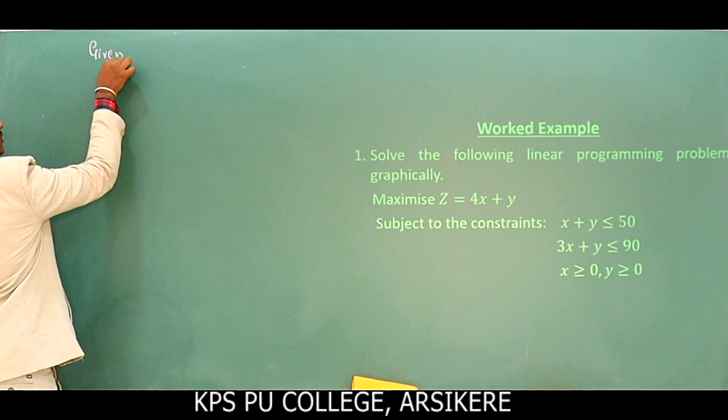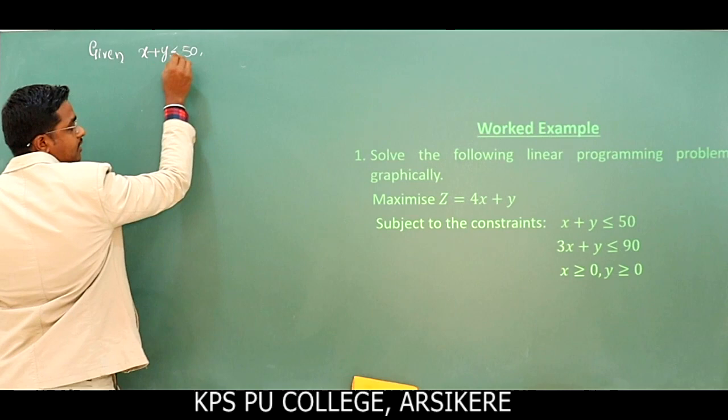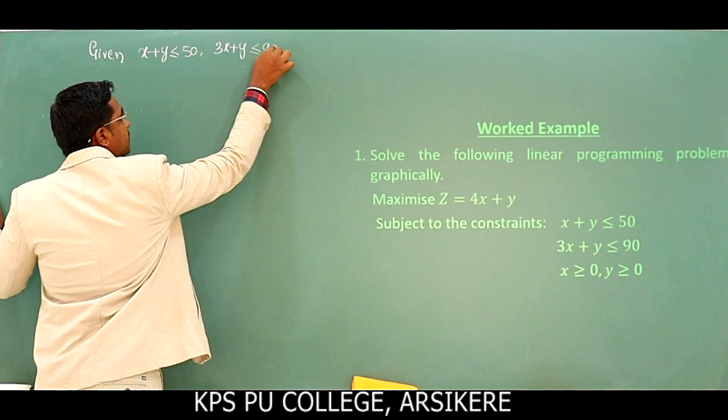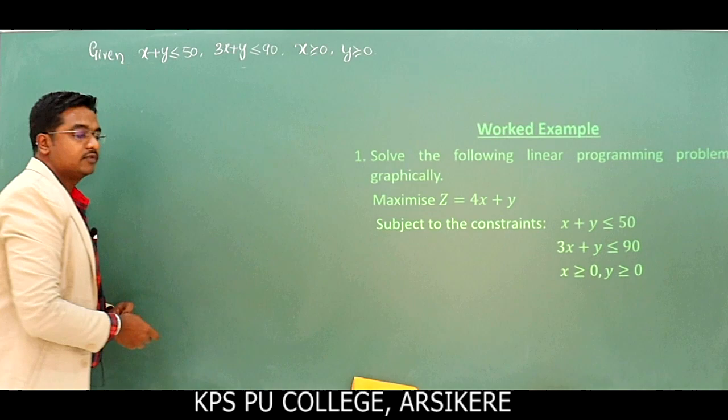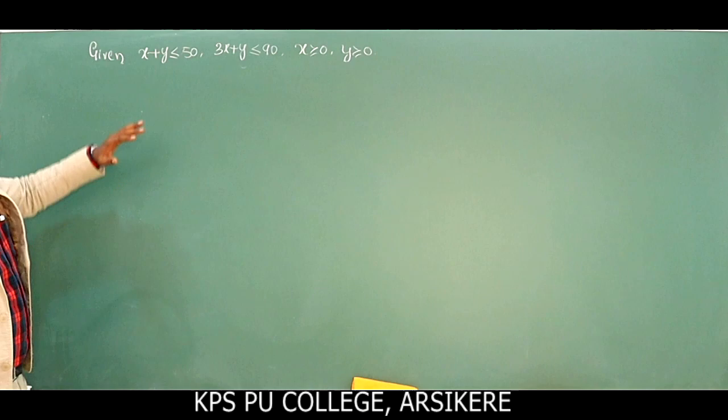So the constraints are x plus y less than or equal to 50, and 3x plus y less than or equal to 90, and x greater than or equal to 0, y greater than or equal to 0. So please give the blank space. Okay, now listen. So then how to solve this question? First find the feasible region. First find out what the feasible region is.